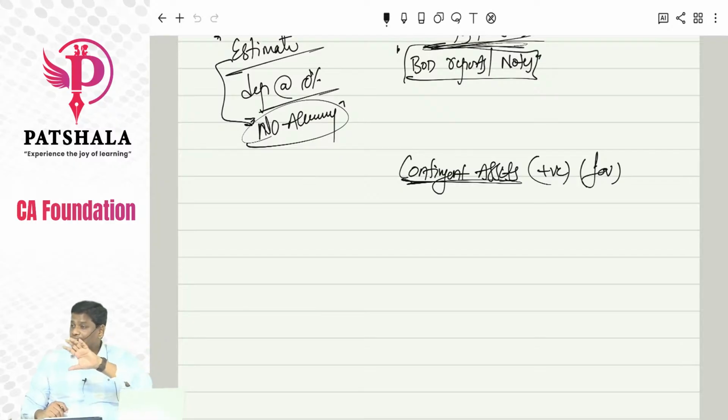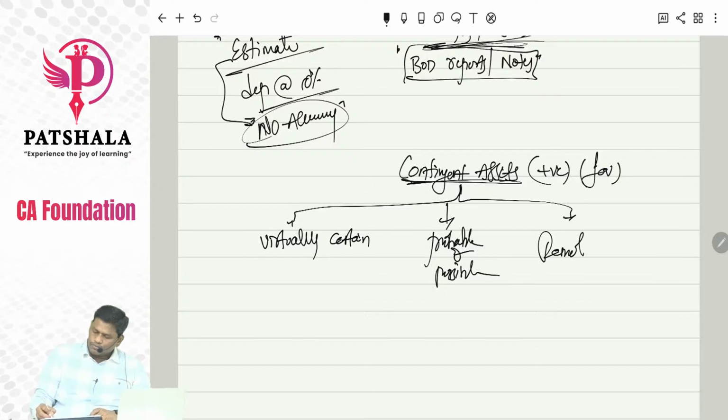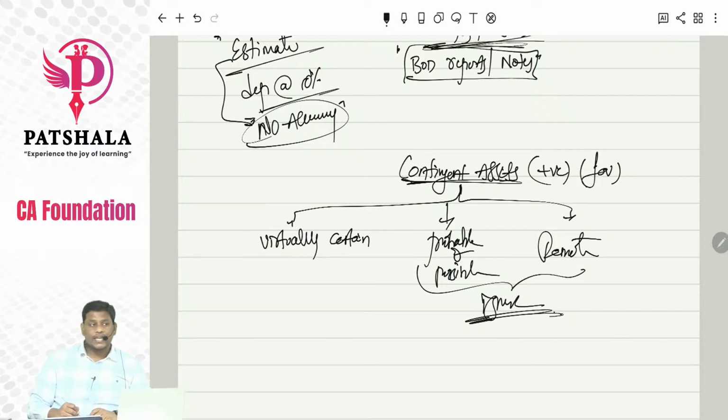So like that, when there is a loss you have to make a provision, when there is a gain you need not make a provision. Hence here only two situations are enough. One, virtually certain, or take three: probable and possible, same, and remote. In these two cases you can ignore. In these two cases you can ignore. Virtually certain, if it is going to happen also, don't write till it happens. You simply give a note. No need of any provision.